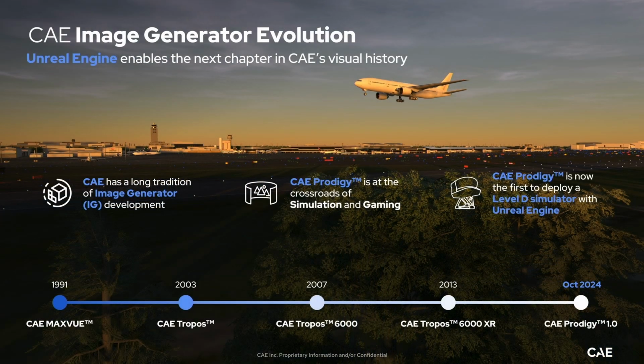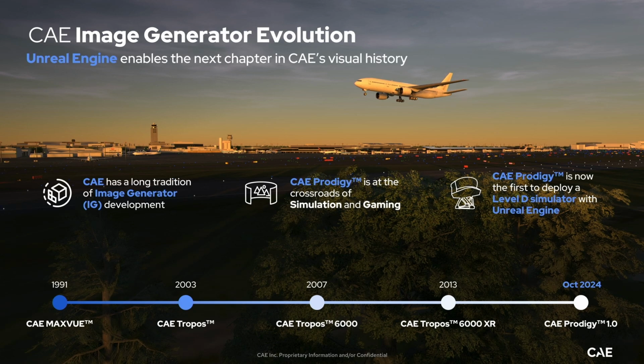So let's get into a little bit more on the specifics of Unreal now. CAE has a long tradition of building its own image generator. It started in 1991, where we designed what we call CAE MaxView. At the time, we were programming DSPs, digital signal processors, and FPGAs, and designing our own cards, right? So it was real hardcore development, very specific to what our customers needed.